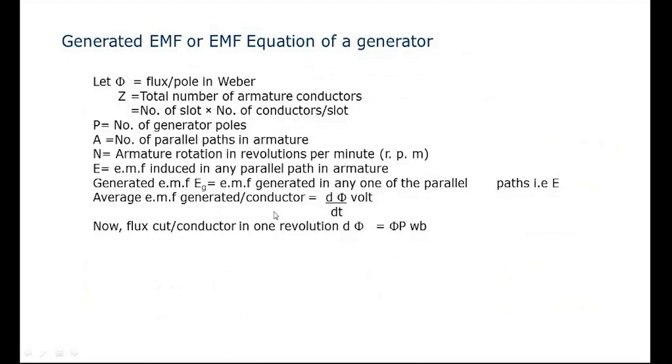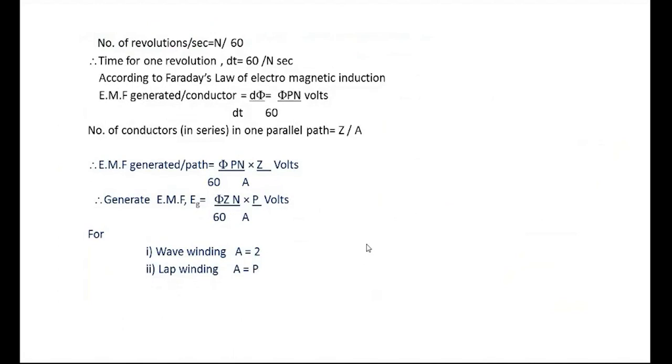The average induced EMF per conductor equals d phi by dt. We consider one conductor in a simple loop generator and apply Faraday's law of electromagnetic induction. Here d phi is the change in flux and dt is the change in time. The flux cut per conductor in one revolution, d phi, equals phi into P Weber. The number of revolutions per second equals N by 60, so the time taken per revolution, dt, equals 60 by N seconds.